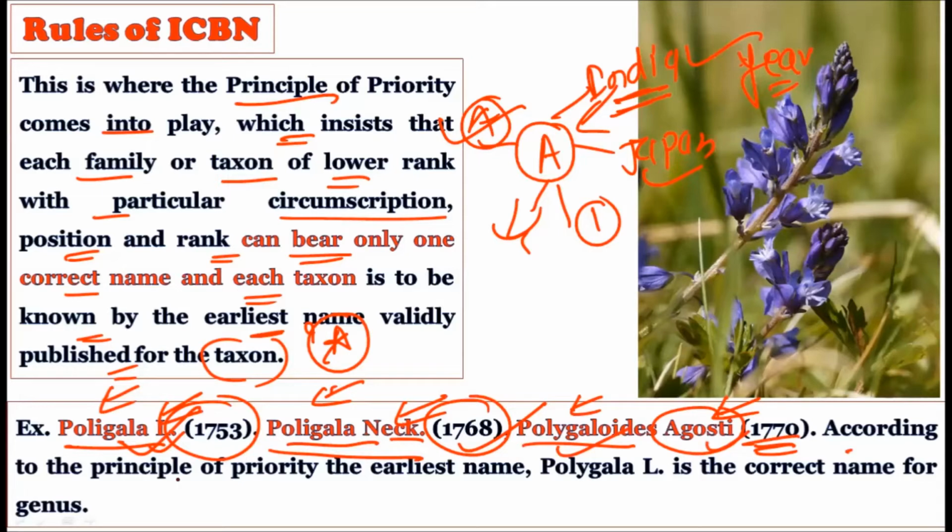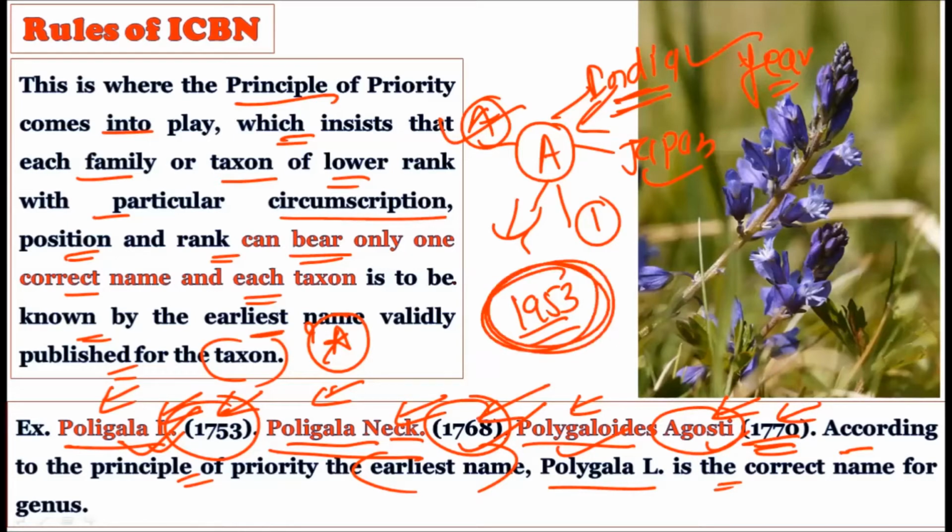According to the principle of priority, the earliest name, Polygala L., is the correct name of the genus, because it was published in 1753 and it is the earliest one. The later names of 1768 and 1770 came after. So whatever the earliest published name is, that name can be considered as the valid name. This is the principle of priority.